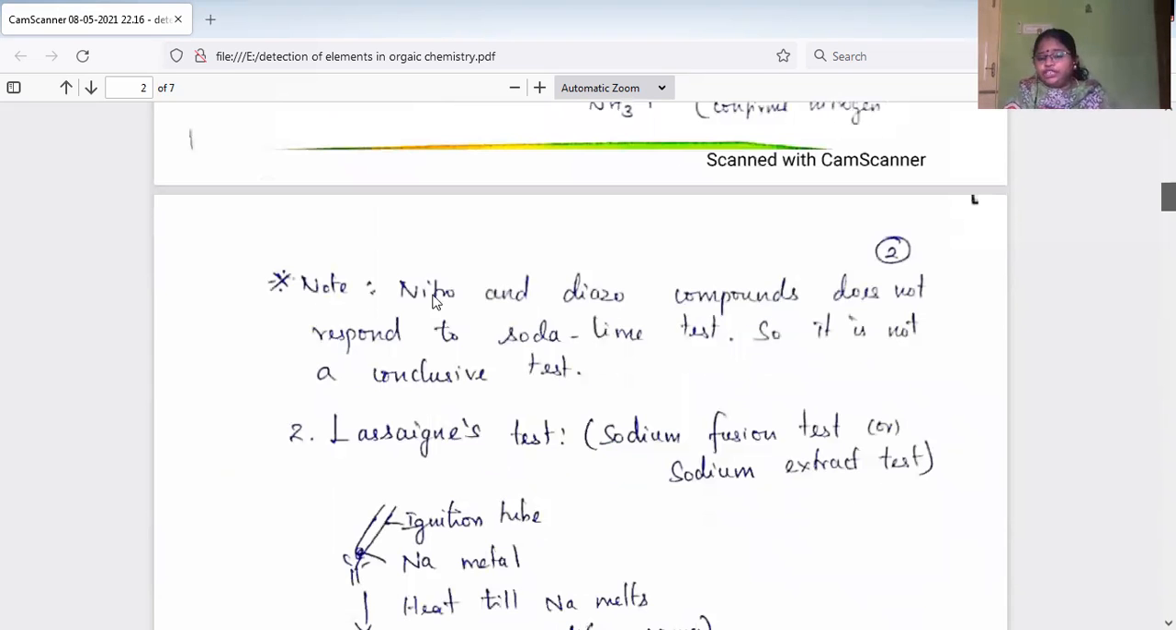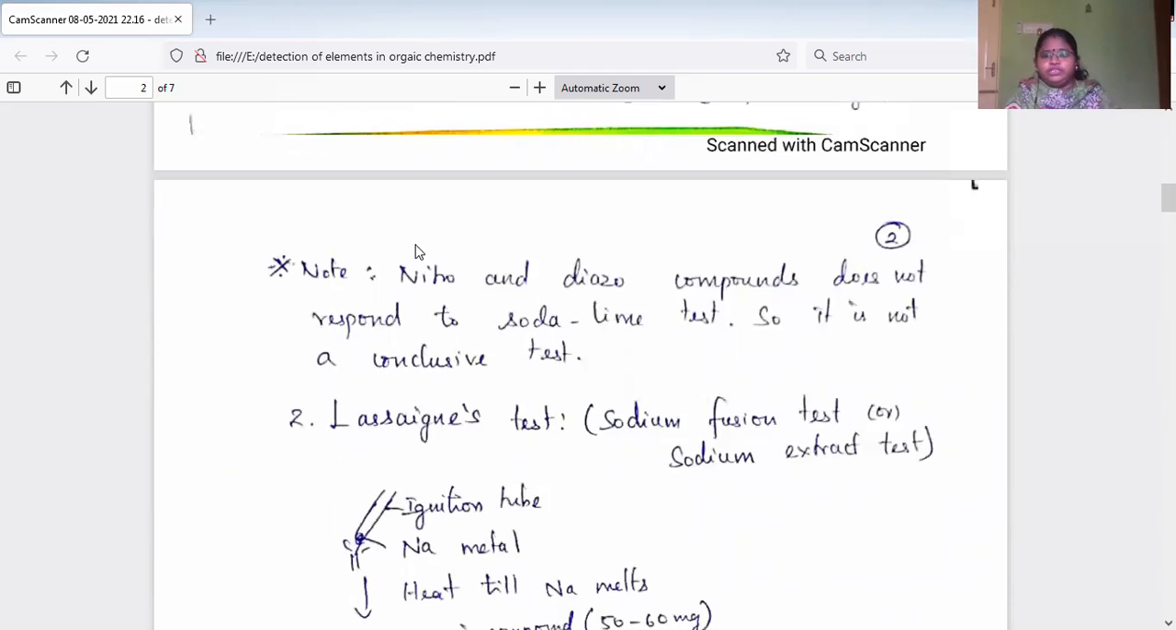But the nitro and diazo compounds. Nitro means NO2. Diazo, N triple bond N, right? So nitro and diazo compounds do not respond to soda lime. So it is not the conclusive test. It is not the confirmatory test, because since there is no pungent smell, we can't say there is no nitrogen in it, because the nitro and diazo compounds do not respond to it.